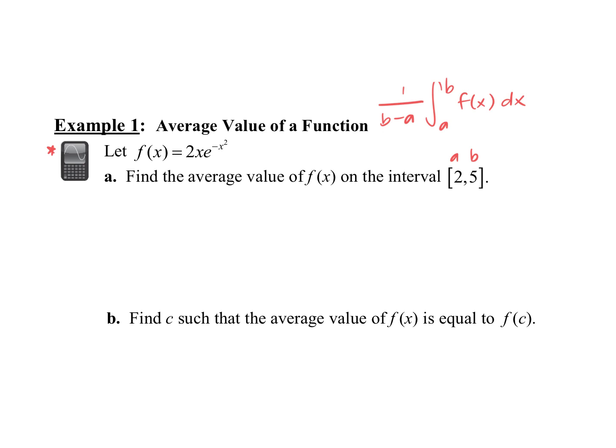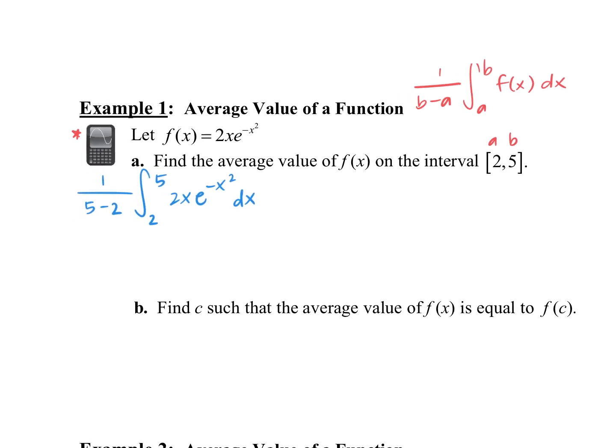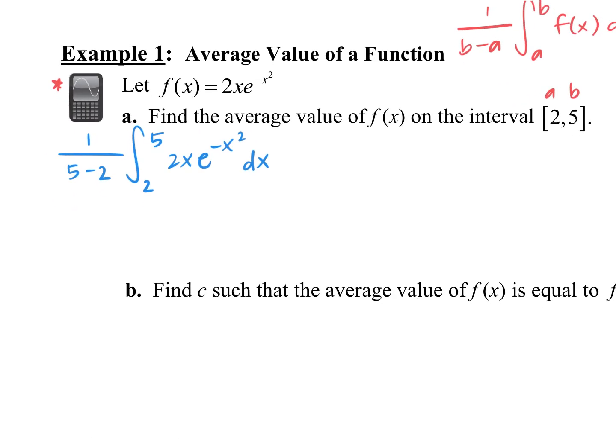So we are going to evaluate 1 divided by b minus a, so 5 minus 2, times the integral from 2 to 5 of my function 2x e to the negative x squared dx. So yes, you could just plug this whole thing into the calculator, which we are going to do in a little bit, but I do want to refresh ourselves on how to do u substitution because it's been a minute, because this last unit we didn't really do a whole ton of it.